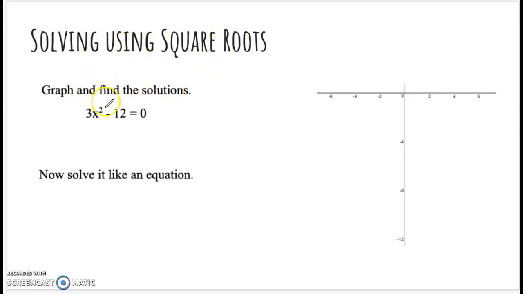So first of all, we could go ahead and graph to find our solutions, right? This one's a pretty simple one to factor and graph.